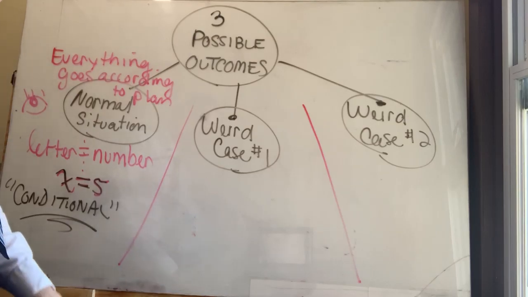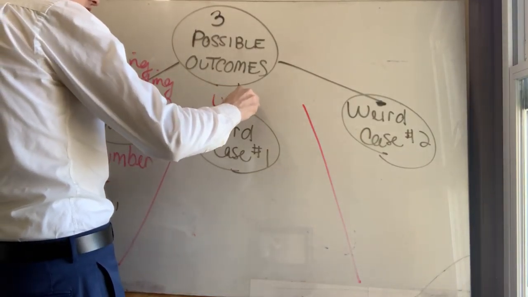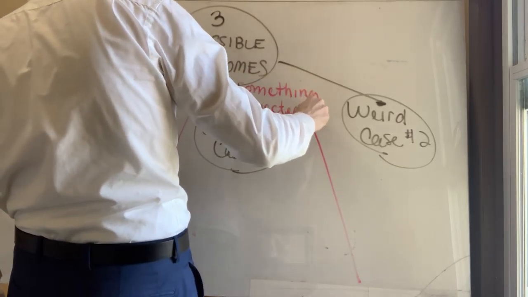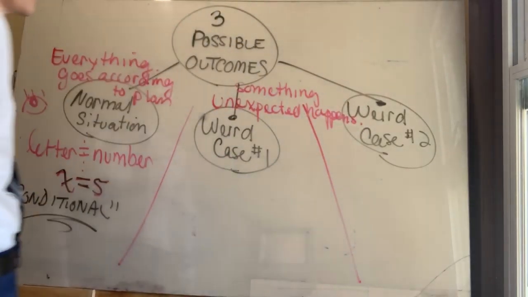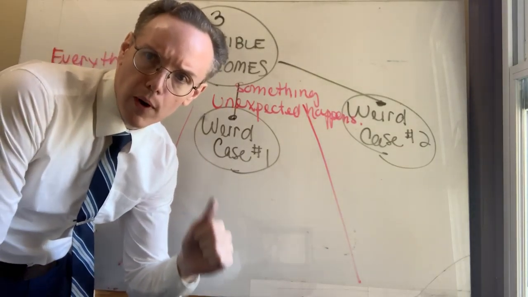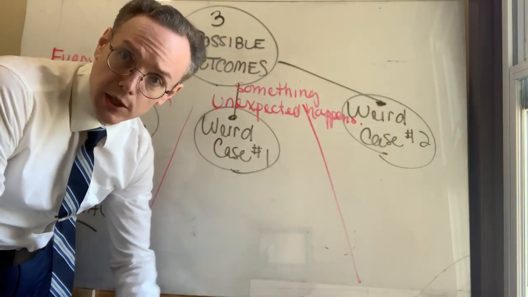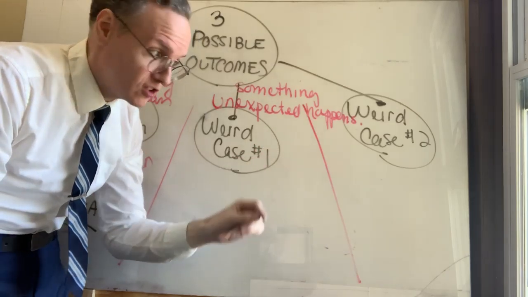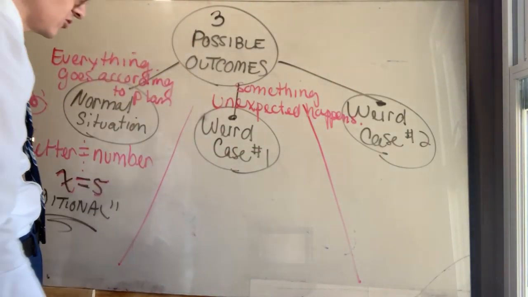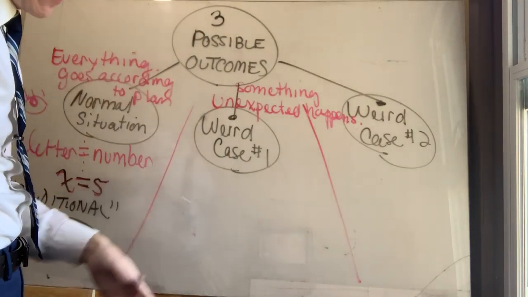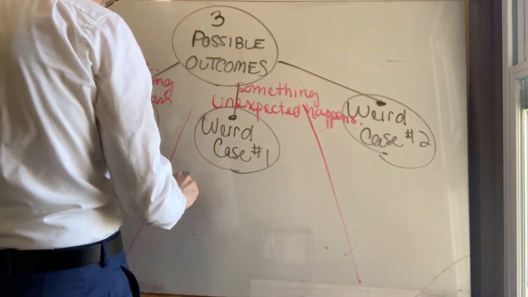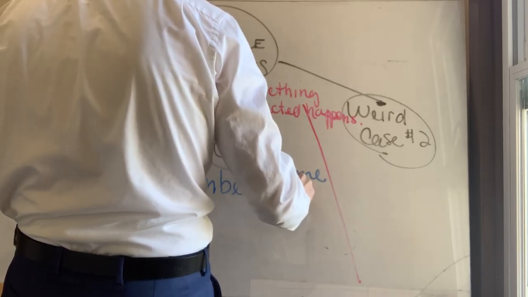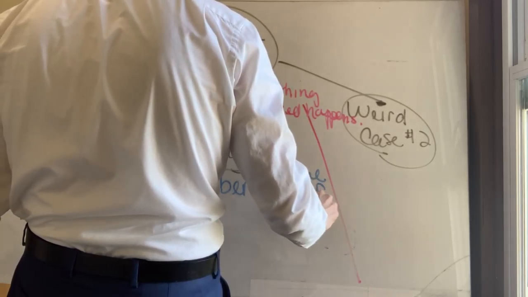Weird case number one. It's unexpected. Something unexpected happens. In either one of these instances, two different things though. You do all of your algebra, you do all of your arithmetic flawlessly. You do all of your algebra beautifully, all well balanced. And then in the end you get something strange. Something unexpected happens. Well, what could happen? You end up at the very bottom of your work with a number equal to some other number, which is not true.